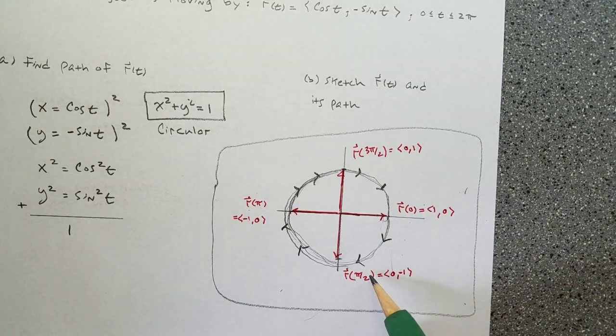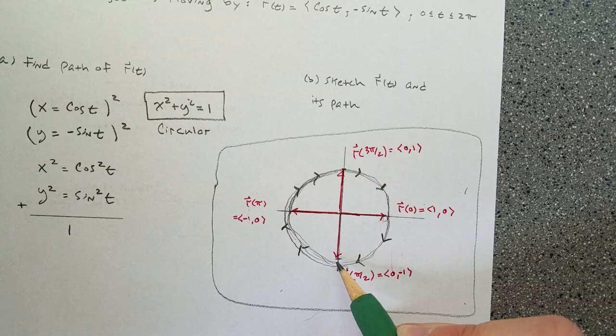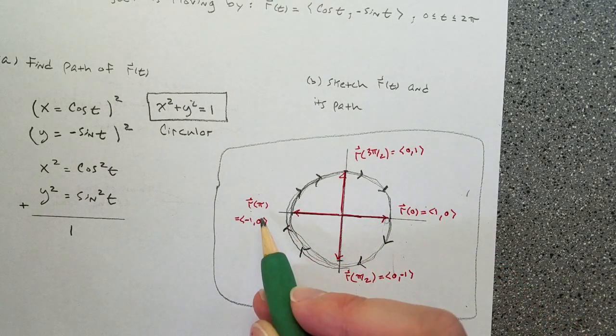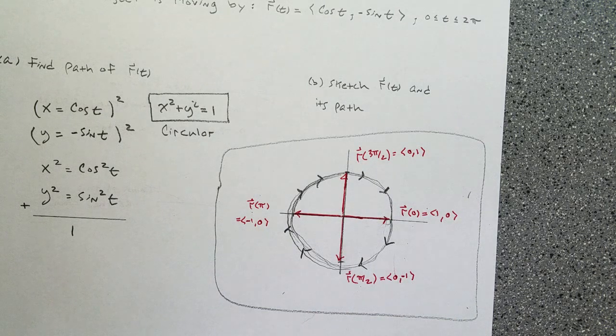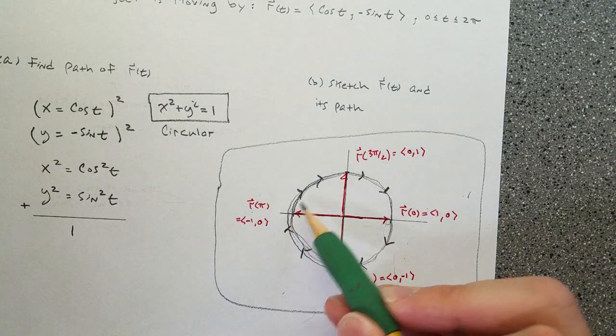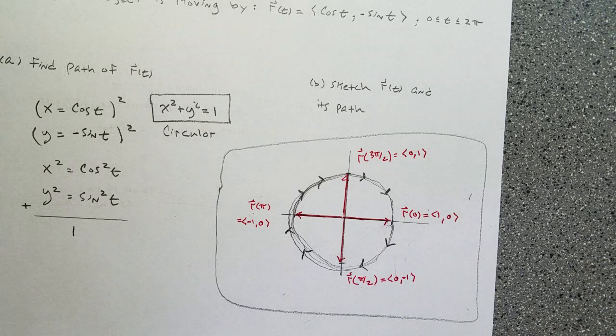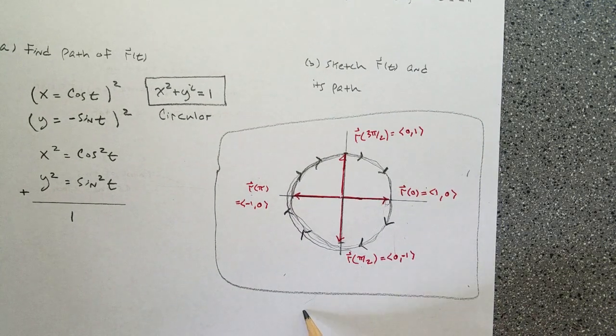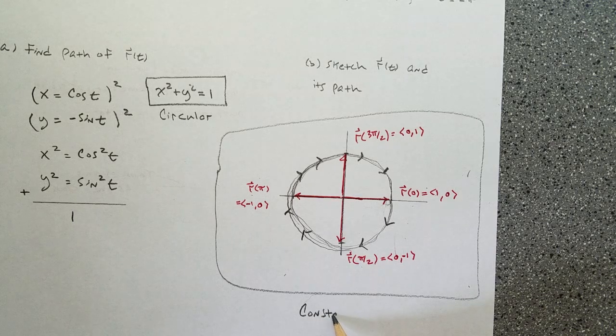Pi over 2 seconds. And then how long did it take you to get from here to here? Well, from this time to that time, that's also pi over 2 seconds. It looks like you're covering equal distances in equal times, and that's what constant speed would be. Now, I'm going to say that it looks like constant speed.